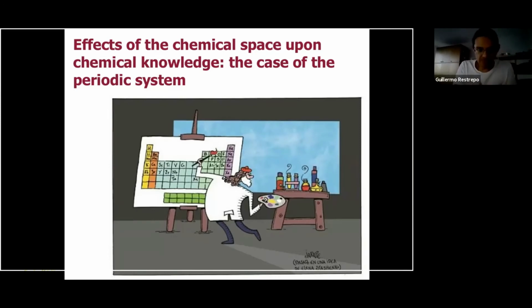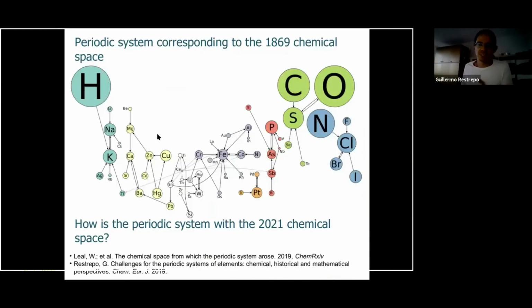Now with this kind of data we can explore the evolution of the periodic system year after year, with the number of substances we know year after year. We can see what kind of shape we have for the periodic system. Let me show this. We have done this for several years. I'm just going to show this one.